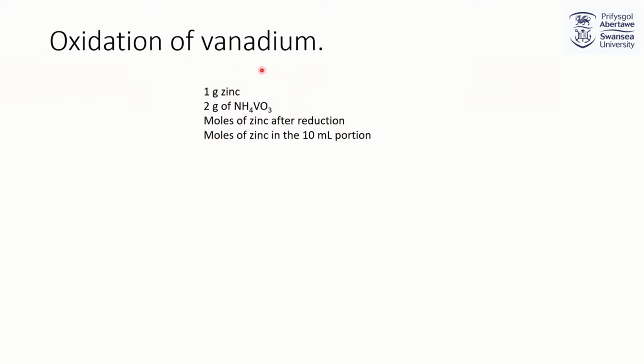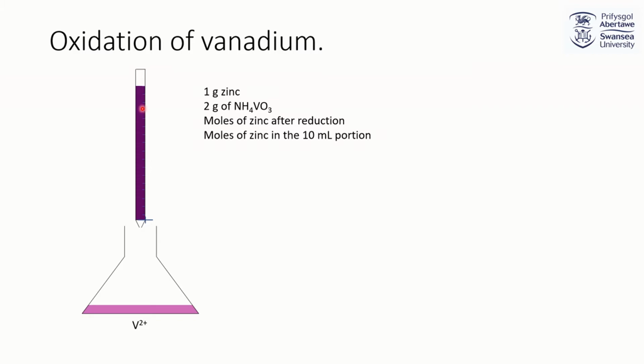With the oxidation of vanadium, there needs to be some consideration to the molar ratios of zinc and ammonium metavanadate that were previously used in the reduction. So, if this permanganate is titrated into the solution of vanadium 2+, there will be the oxidation to vanadium 3+. However, any presence of zinc will begin to reduce this back down.